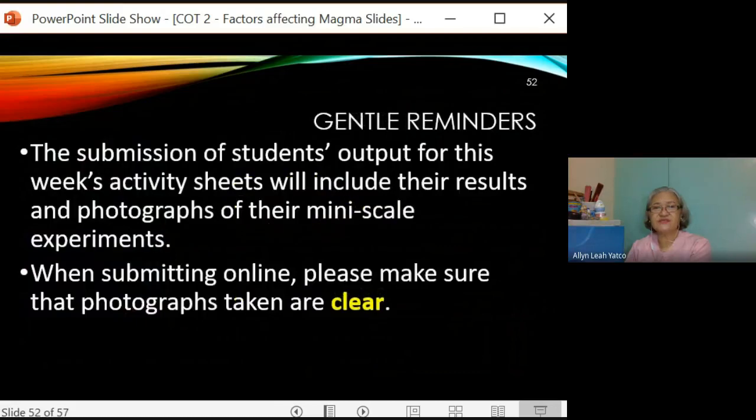Gentle reminders. May I remind everyone that the submission of your output for this week's activity sheets will include the results and the photographs of your mini-scale experiments. You can send the pictures of you actually doing the experiment through our GC or PM. When submitting online, please make sure that the photographs are clearly captured. It is a bit difficult to read your answers when the photographs are blurred.